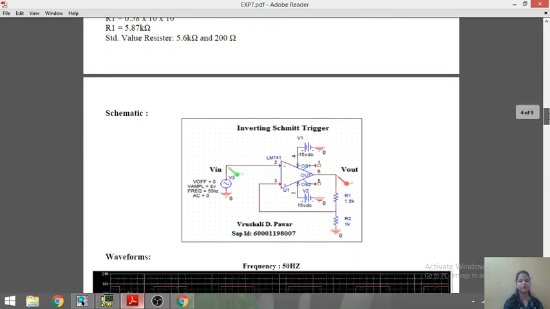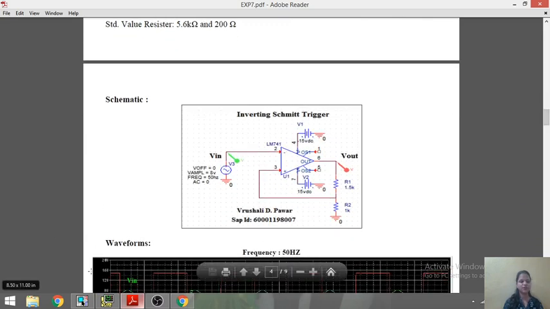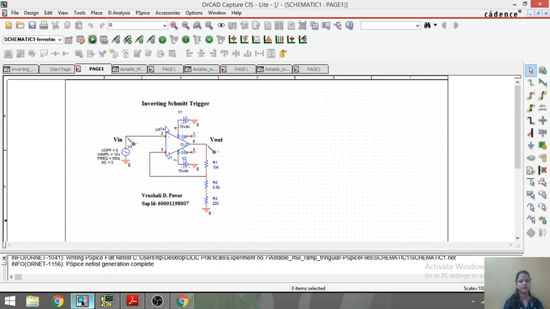Here is the circuit for that. We are simulating in the ORCAD software. Go to the ORCAD software. So here I already made a circuit for an inverting Schmitt trigger. If you want to make a circuit, you go to here, place the parts and make a circuit. So here I am giving the amplitude as 10 volt and the frequency as 50 hertz. So let's run that.